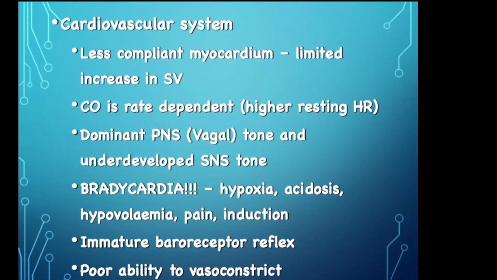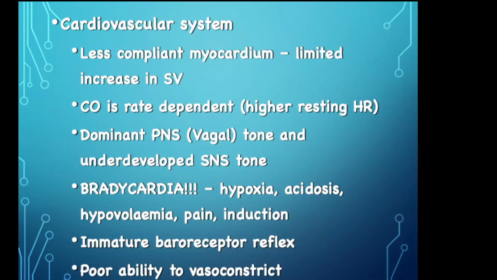So in response to a drop in blood pressure caused by the vasodilation of the anesthetic, or in response to the drop in blood pressure from the bradycardia as a vagal tone response to any of these stresses, these children cannot increase their heart rate and hence cannot increase their cardiac output.